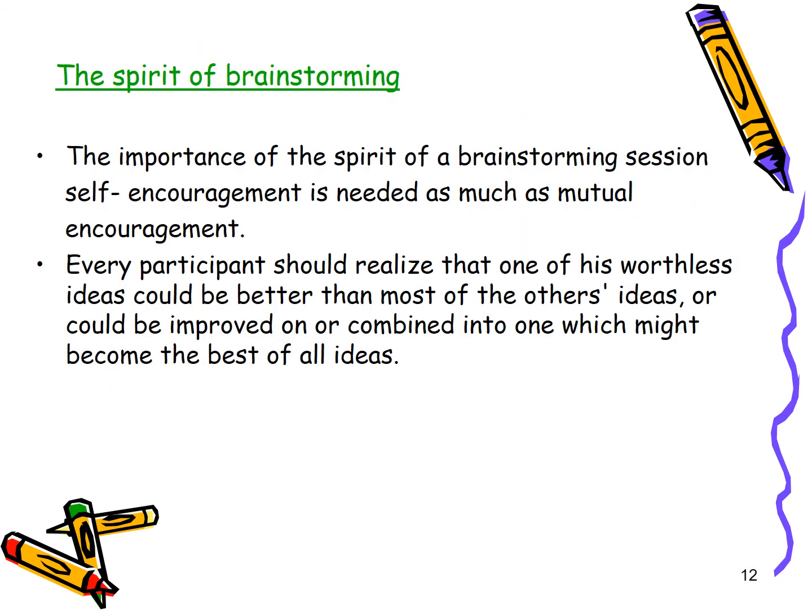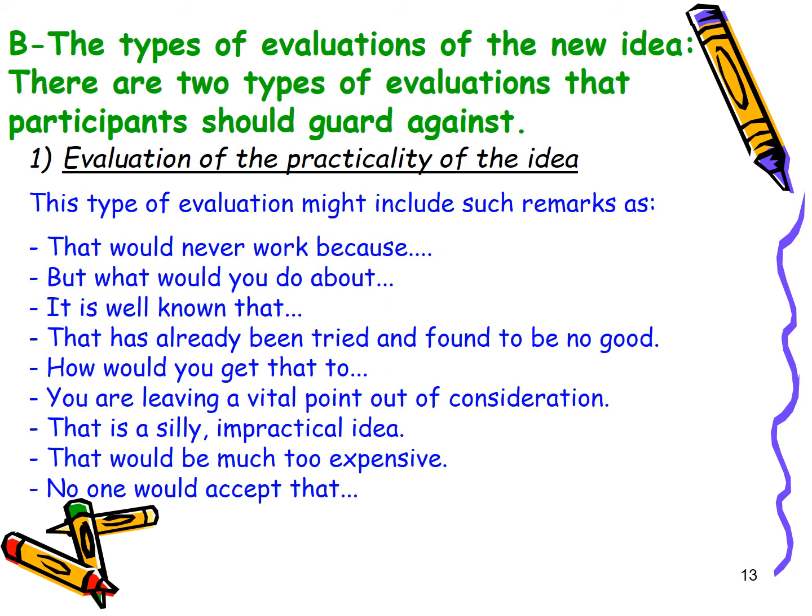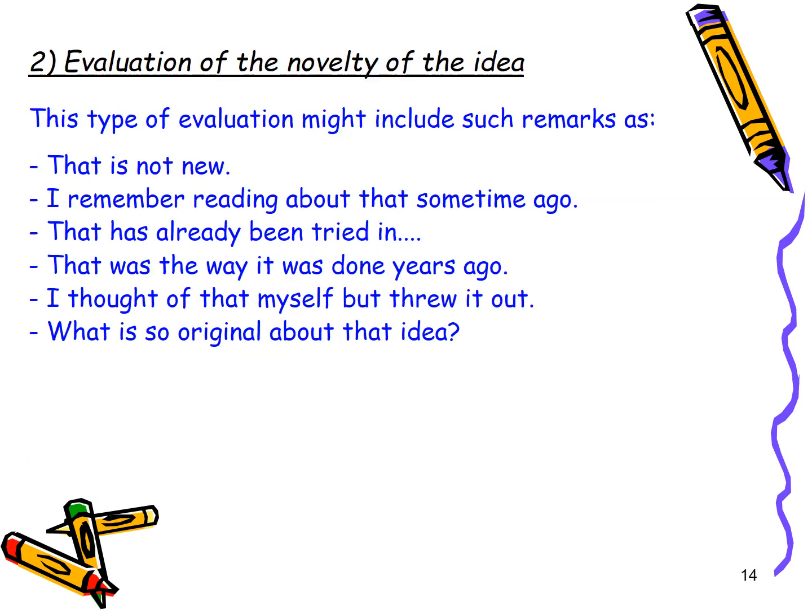The spirit of brainstorming: the spirit of brainstorming is important, since self-encouragement is needed as much as mutual encouragement. We need both the self-encouragement, the individual encouragement, and the mutual encouragement. The types of evaluations of the new idea. There are two types of evaluation that participants should guard against. The first type is evaluation of the practicality, and the second type is evaluation of the novelty of the idea: practicality and novelty.